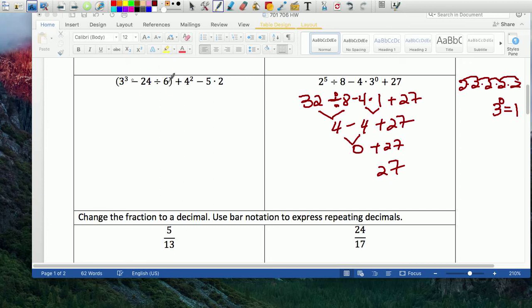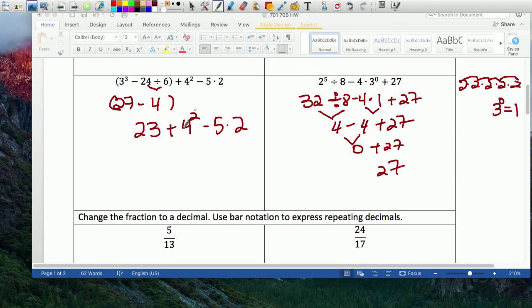This parentheses has a unique value that I have to find out. So let's take care and see what that whole thing becomes. So in the parentheses, I have 3 to the third power, which again is 3 times 3 times 3, which is 27, right? 3 times 3 is 9, times 3 is 27, minus, and actually I can do this. 24 divided by 6 is 4. And then 27 minus 4 is 23. Let me bring the rest down. Plus 4 to the second power minus 5 times 2. So I took care of this unknown value, which was the parentheses here. And that unknown value is 23.